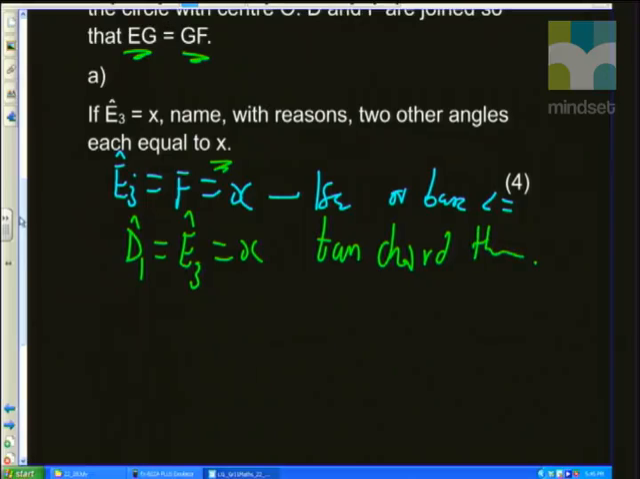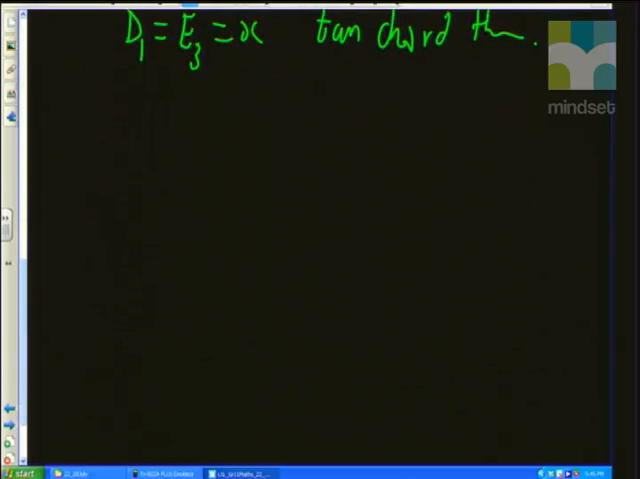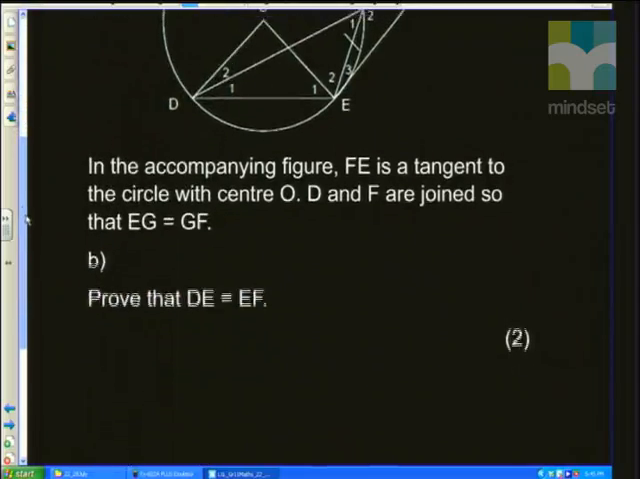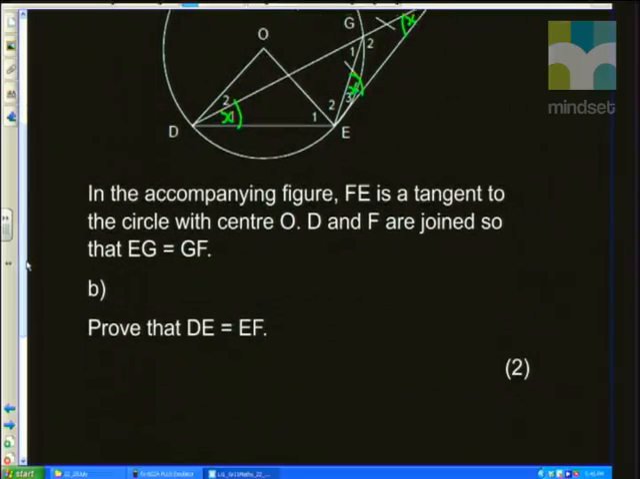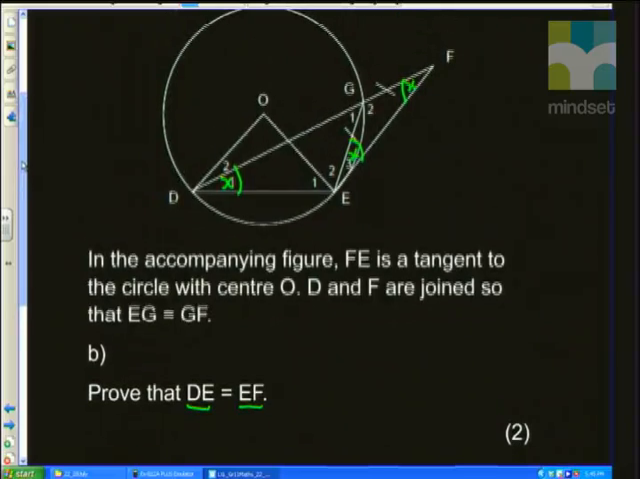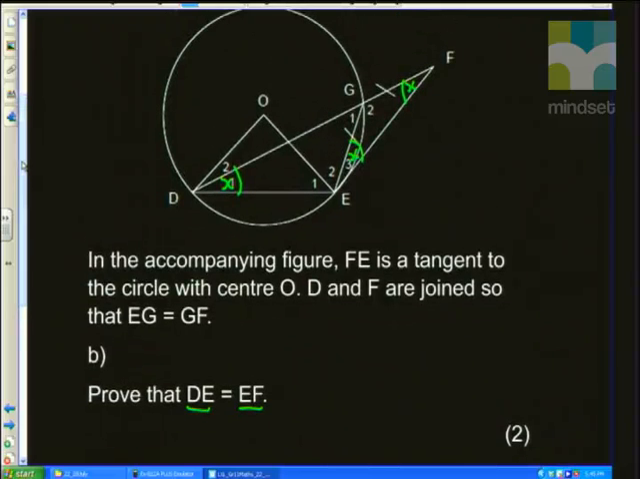So you've got those two angles that are equal to X. Now let's just write them down. This is X, and that is also X, and then we found that this is also X. Now, prove that DE equals EF. Now we need to find where DE is and where EF is. There is DE, there is EF.